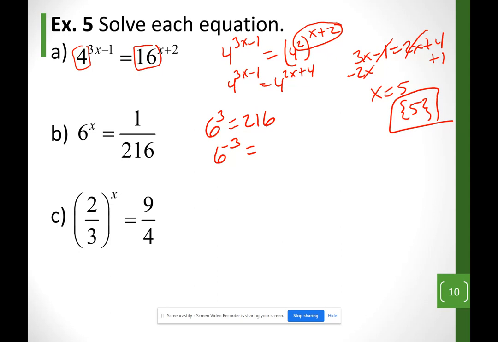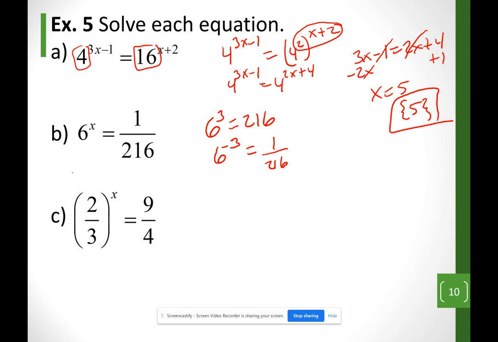Remember a couple of slides ago we talked about negative exponents. What do negative exponents do? They undo fractions. Why? Because they do the reciprocal. So 6 to the negative 3, I'm just going to do that as 1 over 216. Right? Negative exponents do reciprocals. That's how I got rid of fractions sometimes.